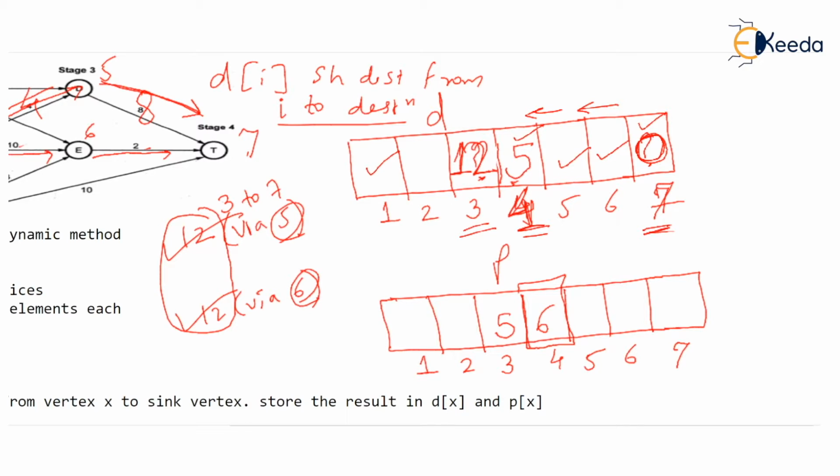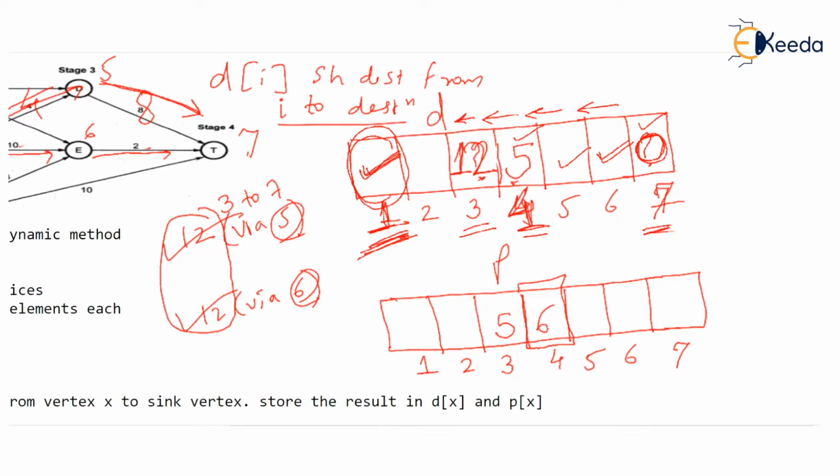Now, when D1 will be found, we know that we have found the shortest distance from 1 to 7. What is the meaning of D1? D1 means shortest distance from 1 to 7, and that's what we wanted to find out. But this will be found only after finding all the values in reverse like this. From sixth vertex, we will come backwards up to first vertex, and then we will get the answer.